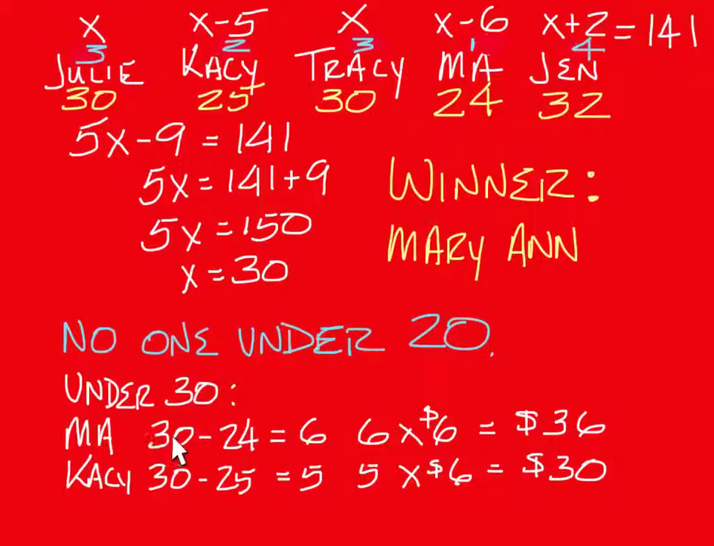Marianne was under 30 by 6, so 6 times the $6 is $36. And Casey was at 25, so her difference is 5. 5 times 6 is $30. So as yesterday, we'll do the same thing today. If you have Marianne with $36, that's 5 points, and Casey with $30, that's 5 points. If you have them both, it's 10. So your score for the homework is going to be 0, 5, or 10.